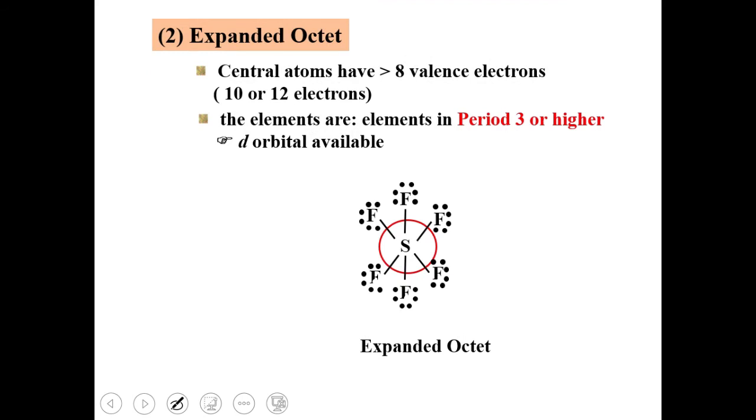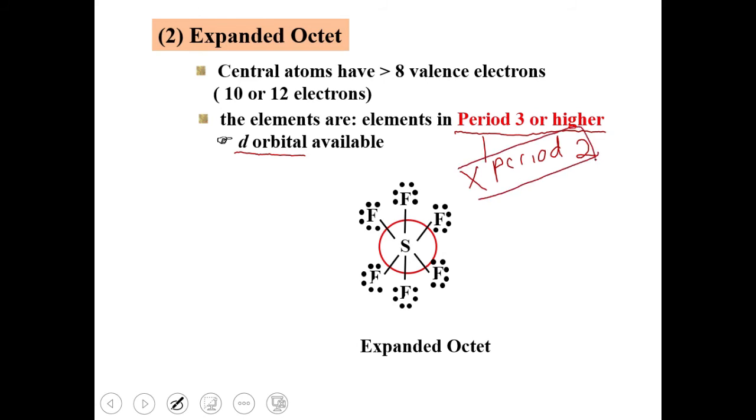Expanded octet, where the central atom will have more than 8 valence electrons. This one only applies to elements in period 3 or higher, because of the availability of d orbitals. In period 2, you cannot have expanded octet.